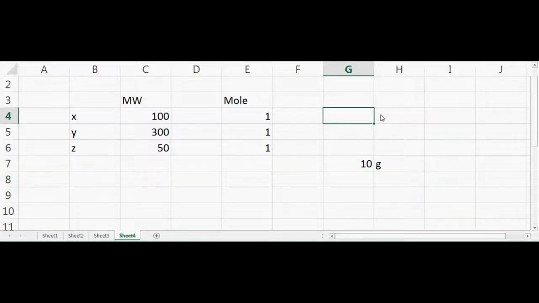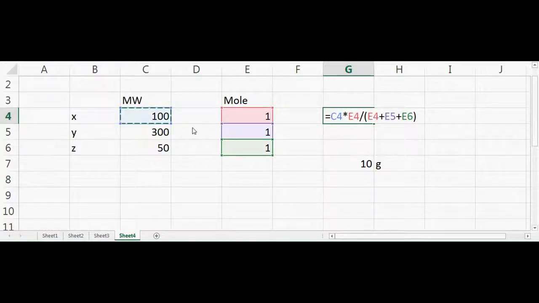So what I'll do is I'll say mol 1 plus mol 2 plus mol 3. So this is the total number of moles, and then we'll take the number of moles of x and divide it by the total number. So I divide the moles of x which are required by the total number of moles which is required. So this will give me the mole fraction of x, and then I multiply this by its molecular weight.